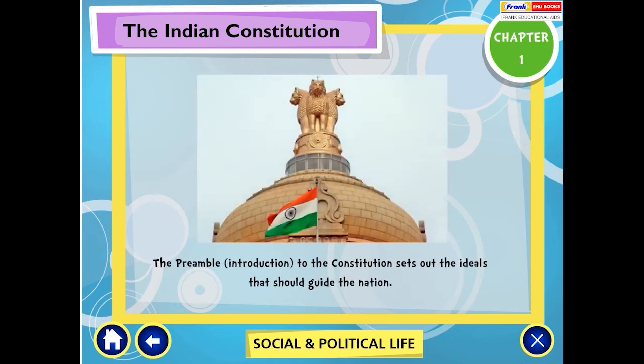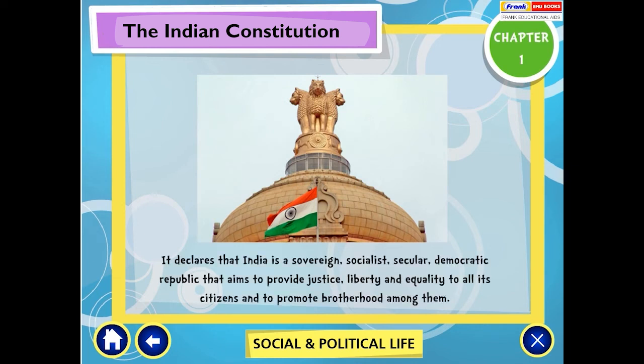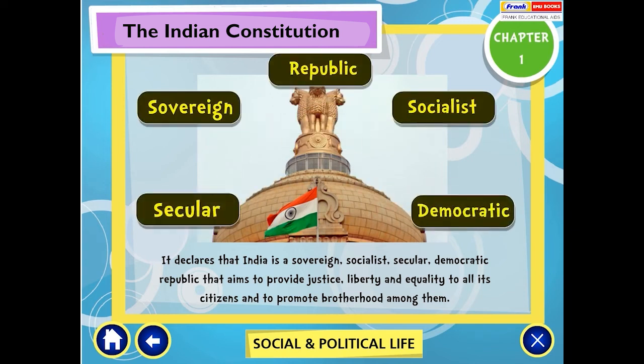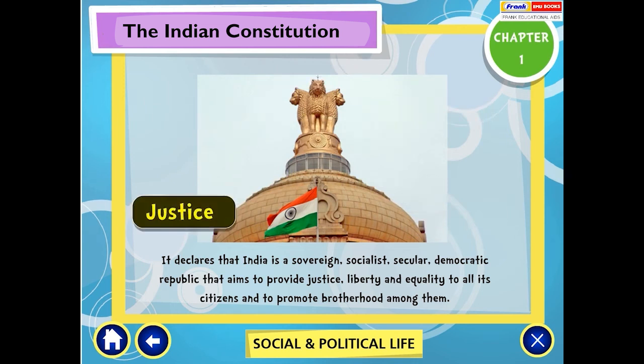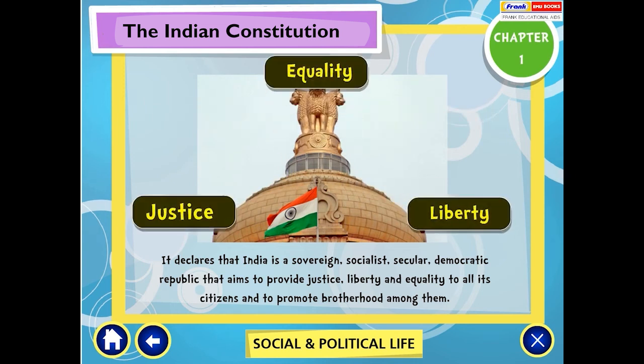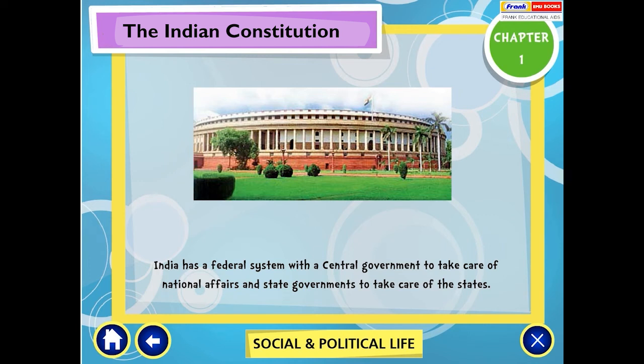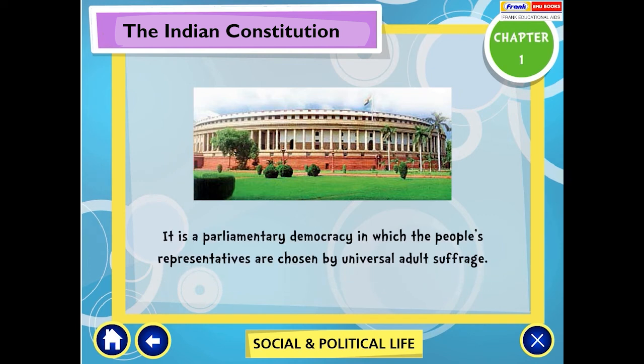The preamble to the Constitution sets out the ideals that should guide the nation. It declares that India is a sovereign, socialist, secular, democratic republic that aims to provide justice, liberty, and equality to all its citizens and to promote brotherhood among them. India has a federal system with the central government to take care of national affairs and state governments to take care of the states. It is a parliamentary democracy in which the people's representatives are chosen by universal adult suffrage.